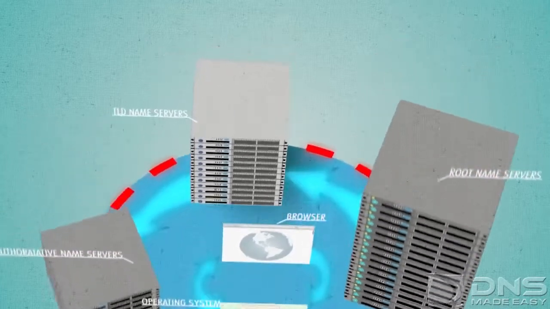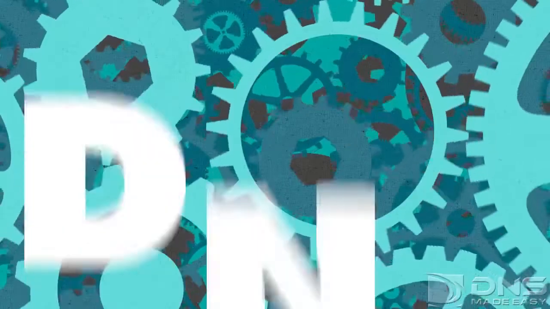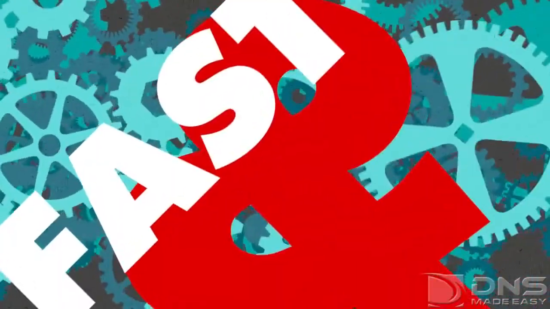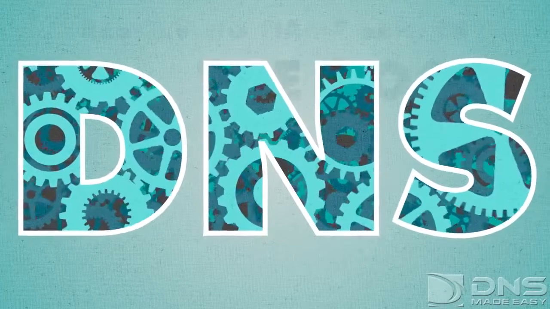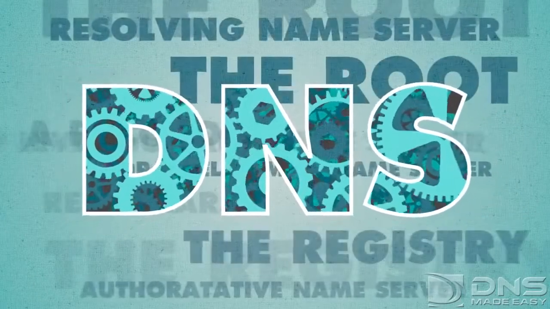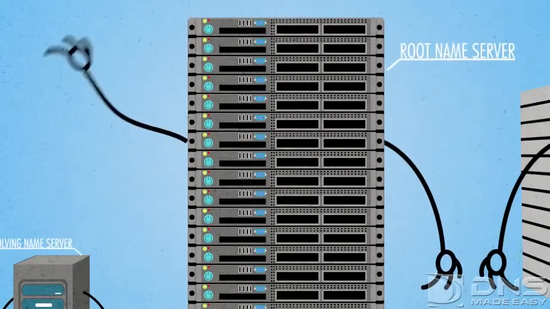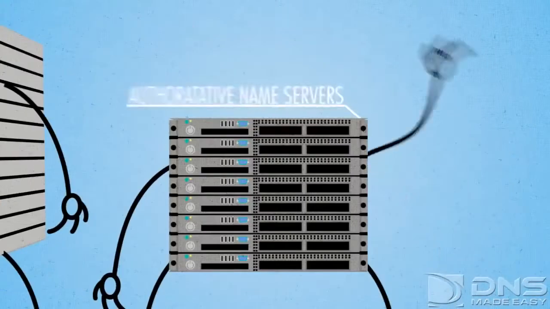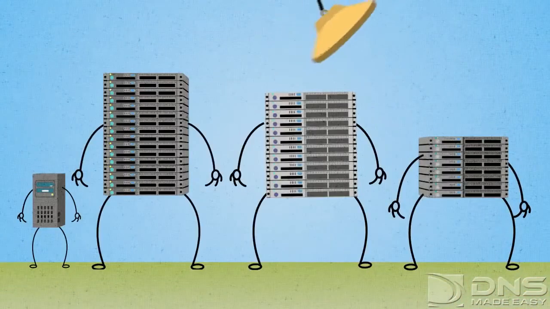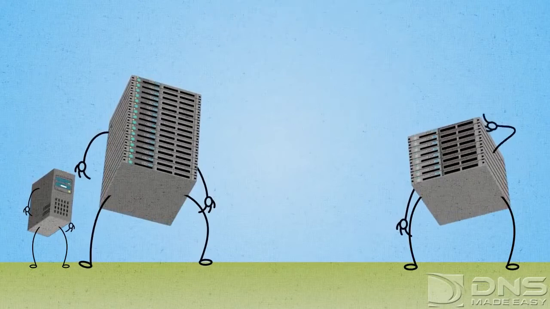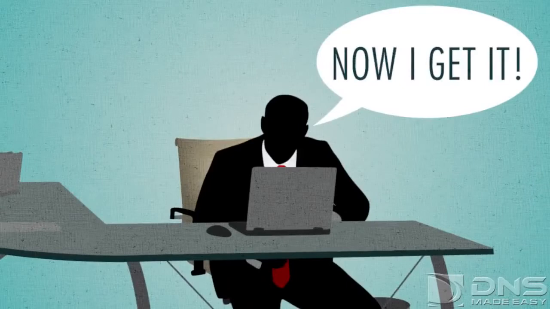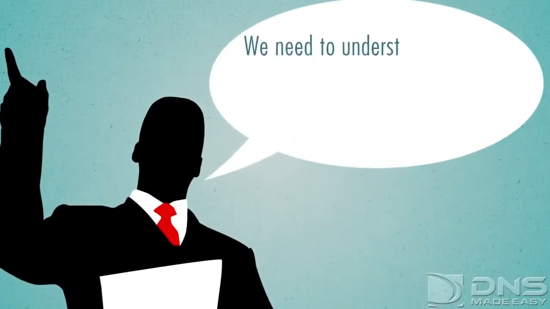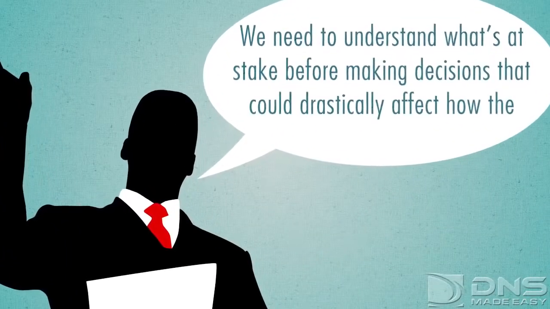While the process seems complex, and believe me, it is, this whole cycle takes less time than it takes you to blink an eye. DNS was designed to work extremely fast and efficiently. It is an integral part of the internet. Once you understand this, you can clearly see the many different facets and organizations that are responsible for a single DNS lookup. One lookup! There is a resolving name server, the root name server, the TLD name servers, and the authoritative name servers. If anyone were to dramatically change or filter any part of the DNS process, it could lead to disaster. This is why we believe the people with the power to pass legislation need to understand what's at stake before making decisions that could drastically affect how the internet works.